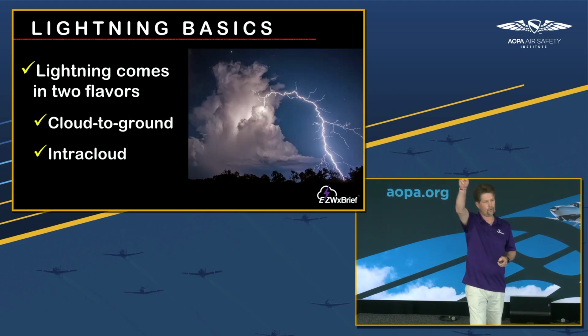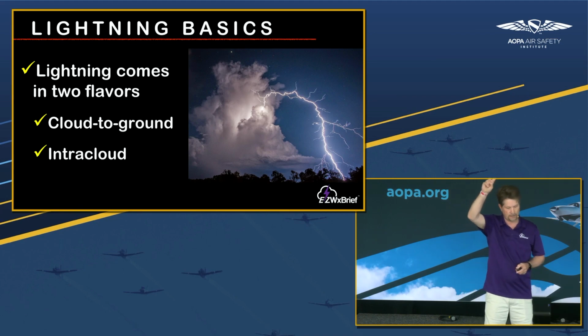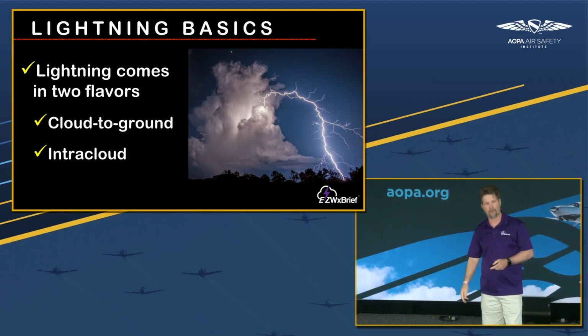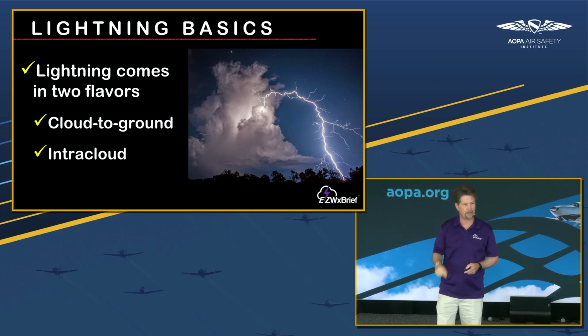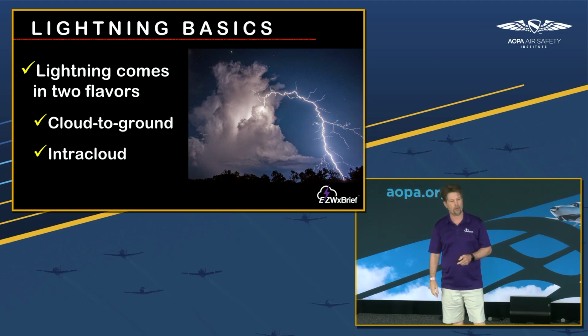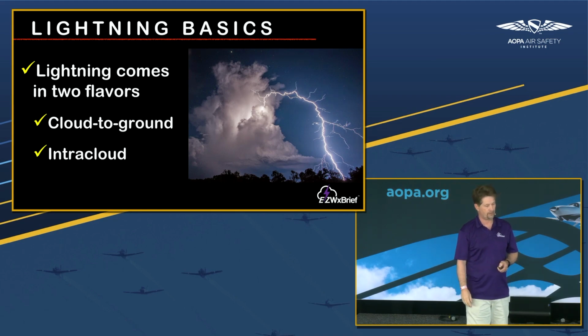Lightning comes in two different flavors, chocolate and vanilla. Cloud to ground and intracloud. If everyone was around here on Wednesday with that storm and had a chance to look outside around 11 o'clock or so, or midnight, you noticed that there were a lot of intracloud lightning strikes.